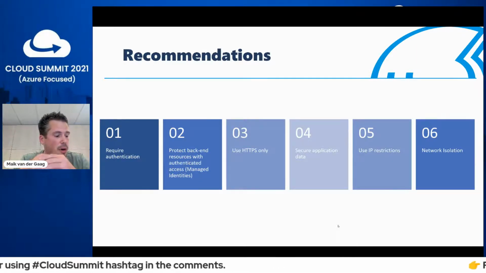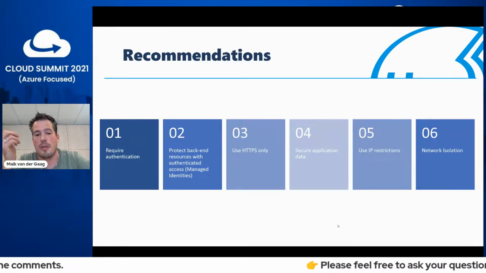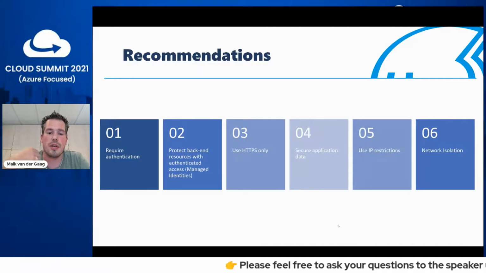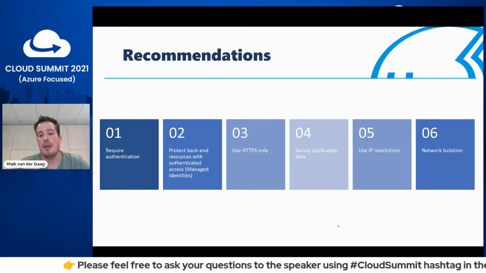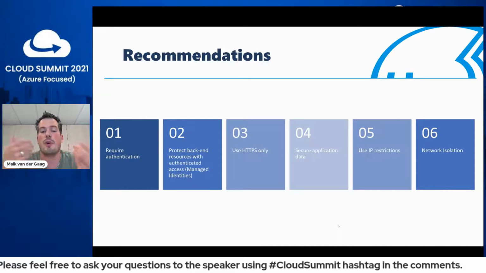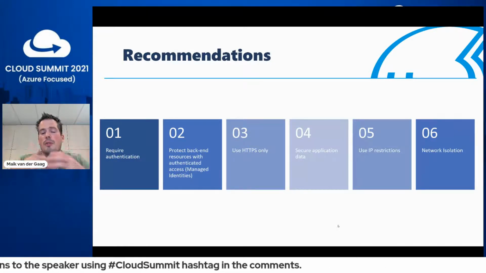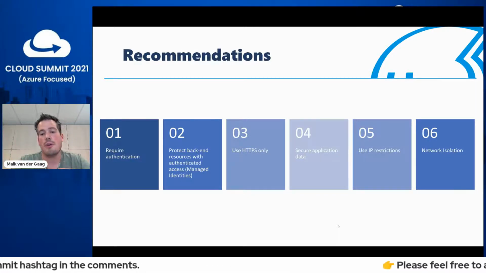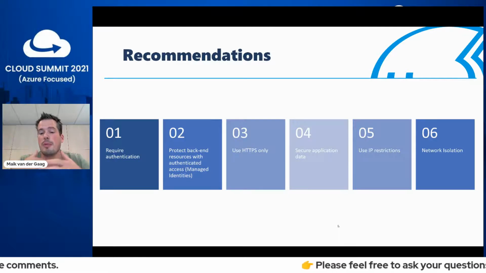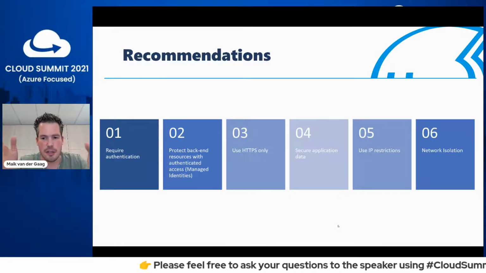If you, for example, also save information about service principals, make sure that it's also saved in that key vault. Use IP restrictions, really making sure that not everyone is able to connect to your application. That's basically the easiest way to restrict access to your application, but you may never know where people are coming from. And basically the last one is using network isolation.